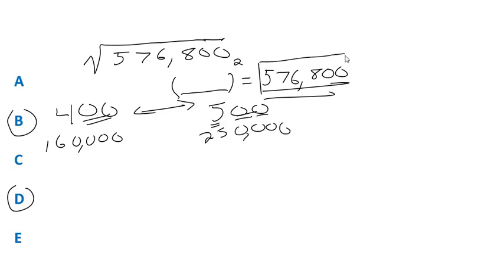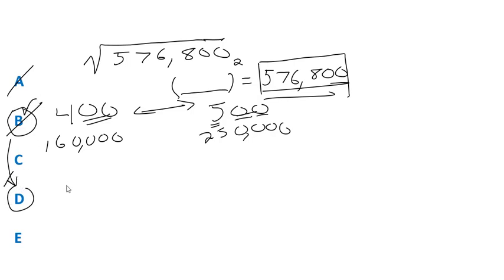Is 576,800 in between those two? No. So we can cross out B. We can also cross out A. Now we'll try D. And here's the thing. If D is the right answer, then D is the right answer. If it's too high, we know the answer is C. If it's too low, we know the answer is E. So we're only going to have to try, at most, 2 choices, B and D.